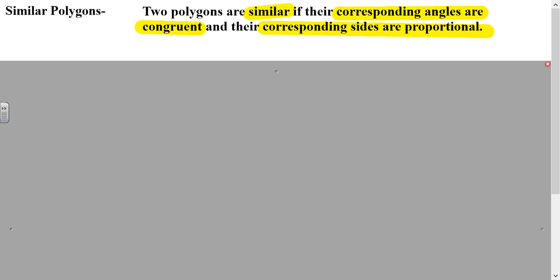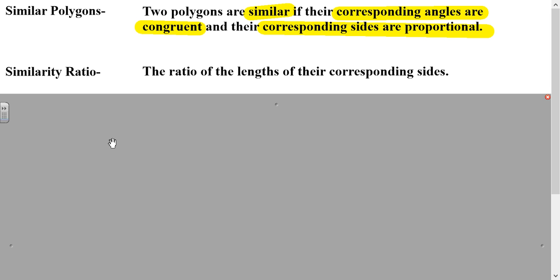So if all the sides are multiplied by 2 to get the sides of the other figure, then those sides would be proportional. Okay, or if you start with a larger figure and the sides are scaled down by 1/2, then if all the sides are scaled down by exactly 1/2, then those would be proportional as well.